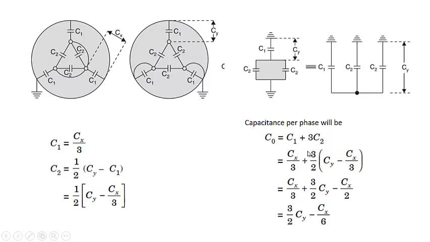This is C2. So capacitance per phase, as we know, is equal to C1 plus 3C2. C1 is Cx by 3. 3 is as it is, and C2 is equal to 1 by 2 times Cy minus Cx by 3. So when we multiply it, it comes out to Cx by 3 plus 3 by 2 Cy minus Cx by 2. That means this 3 by 2 Cy as it is. When you simplify these two terms, that is Cx by 3 minus Cx by 2, it comes out to be minus Cx by 6. So from this formula you can directly calculate the per phase capacitance of a 3-core cable.